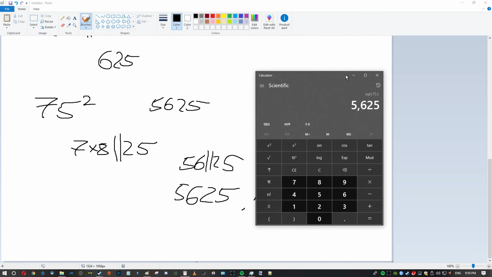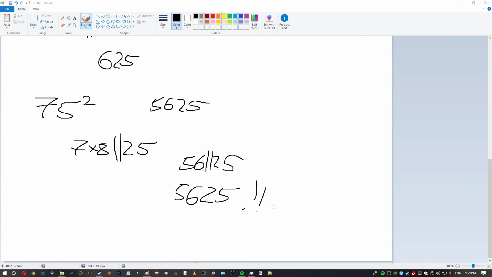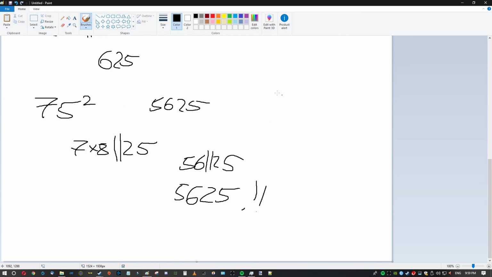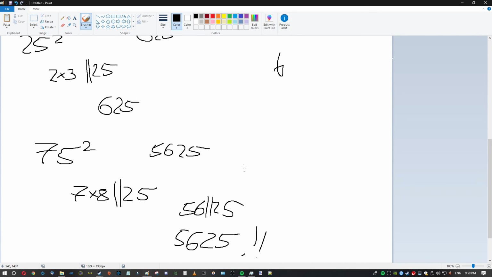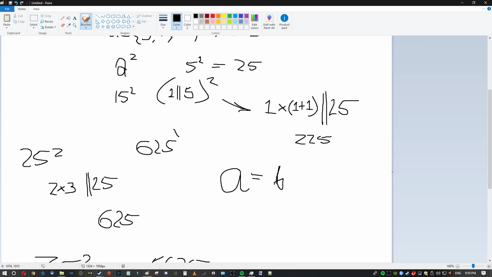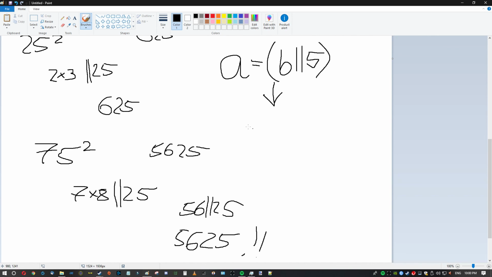Sorry about multiplying 25 by 25. Yeah, so that's another one. So basically the rule is, you multiply, let's say the concatenation of the multiple of 5 for alpha. Alpha equals b concatenated with 5 squared. If we represent it as that, you can infer that alpha squared equals b times (b plus 1) concatenated with 25, which is of course 5 squared. That's it basically.